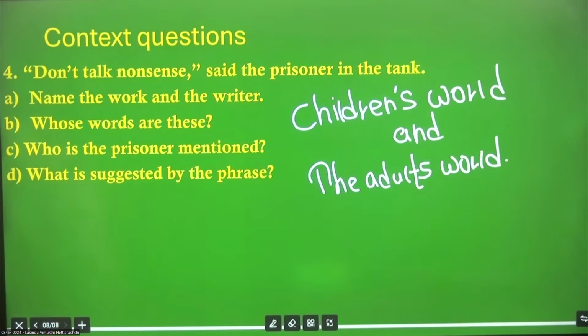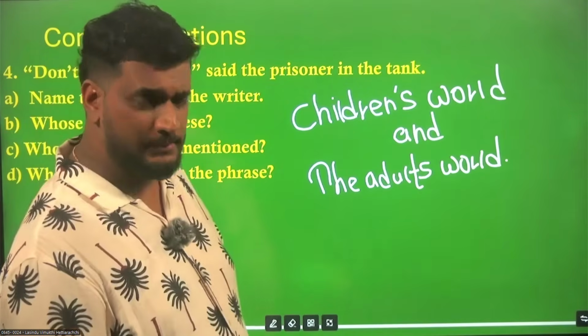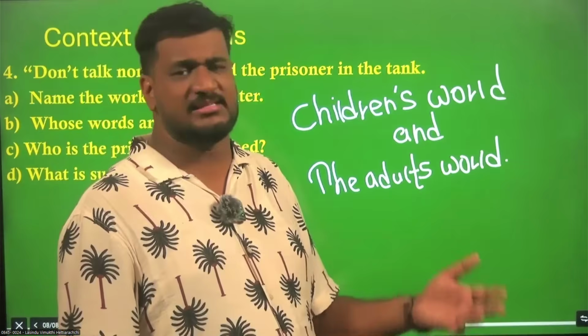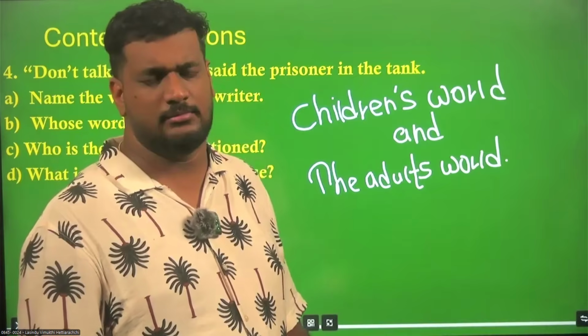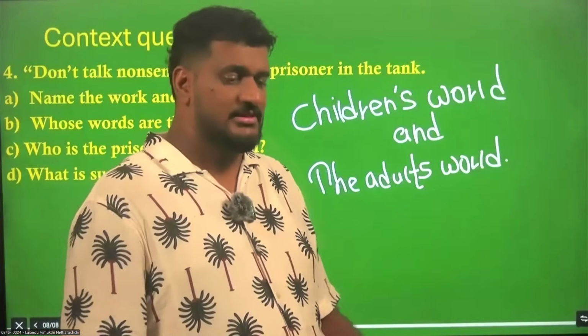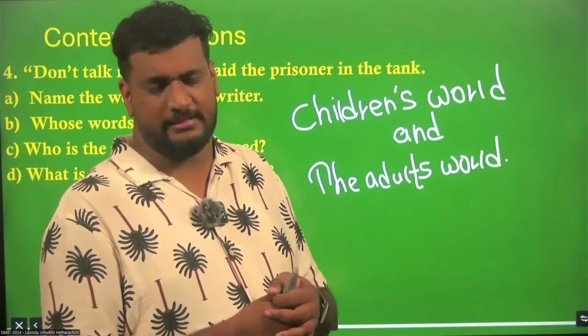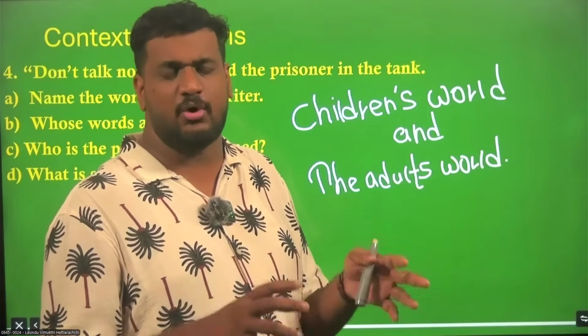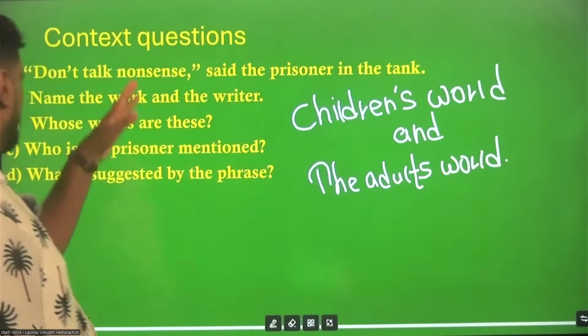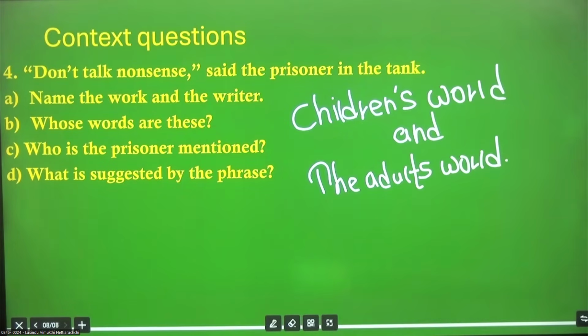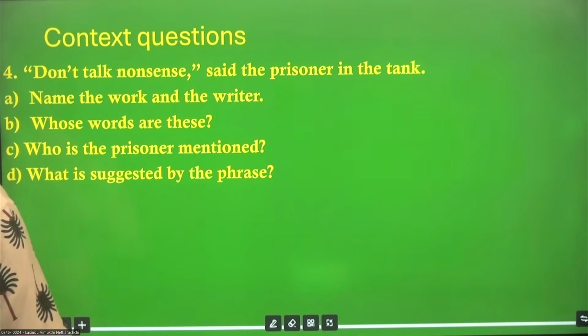Name the work and the writer. Whose words are these? "Don't talk nonsense," said the prisoner in the tank. Who is the prisoner? The prisoner is Nicholas's aunt. She came to find Nicholas towards the lumber room, and suddenly she fell into the rainwater tank. Even though there was no water, it was slippery, so she could not come out. That is what is highlighted here. What is suggested by the phrase? What kind of idea is suggested here?